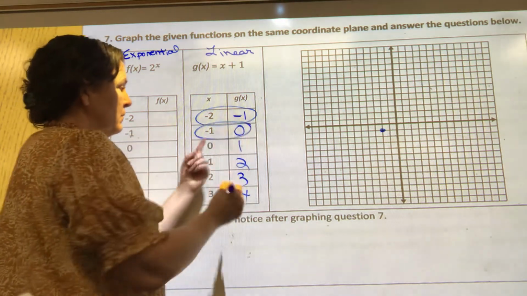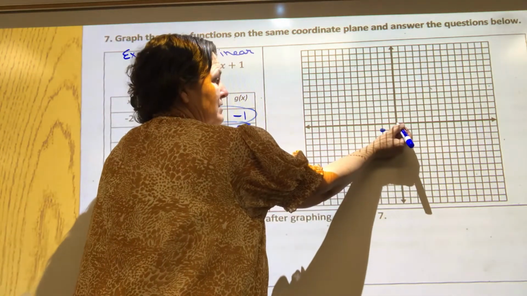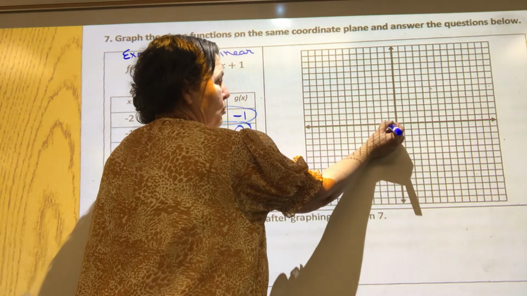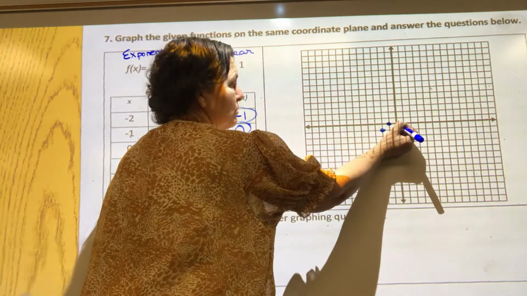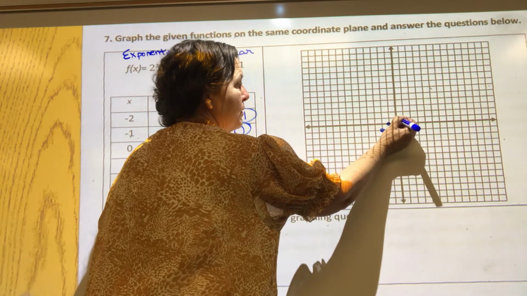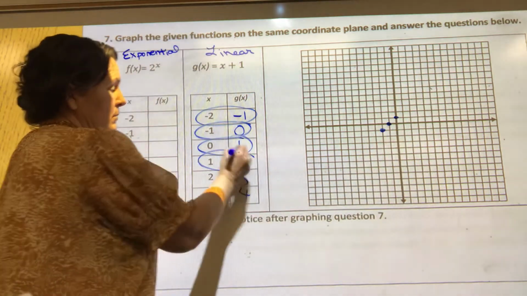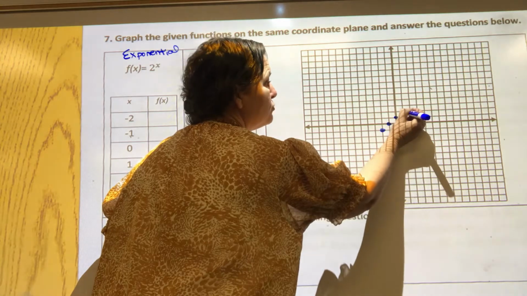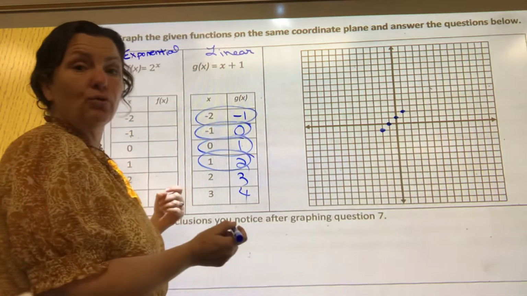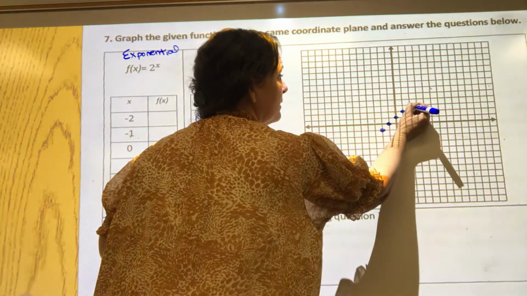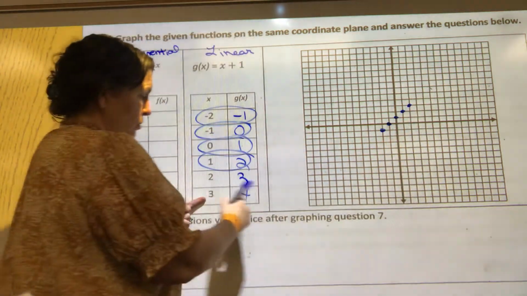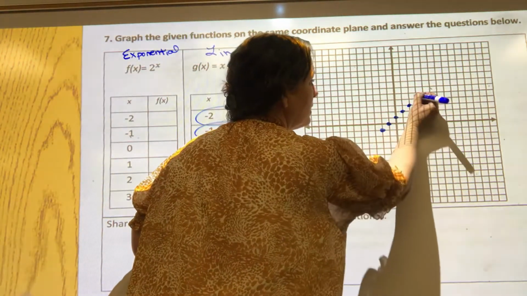Next point. You're going to go back to -1, and you're not going to go up or down. Perfect. Next one, you're going to go to 0, which is where you were, and you're going to go up 1. Perfect. Now you're going to go over 1 and up 2. You can see that beautiful straight line forming, which is really awesome. 2, 3. Nice. 3, 4. Go over 3 and up 4.